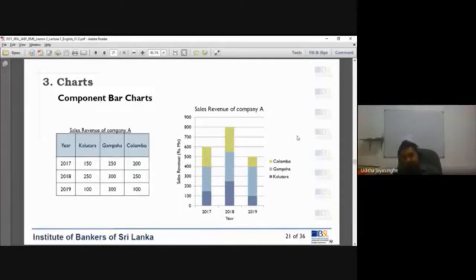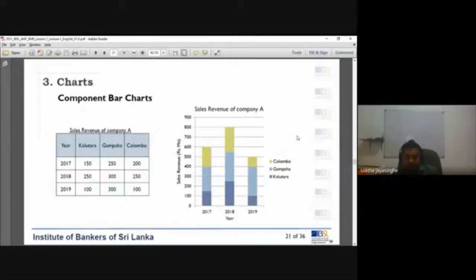Why do we do this again? We have one single variable, that is sales revenue. We want to identify the individual components' contribution to our variable. 2017 company A sales revenue is 600, but that seems to be coming fairly from all these three districts. So we are happy with the lowest contribution coming from Kalutara. Then we are fine. 2018, it's expanded in a similar manner.